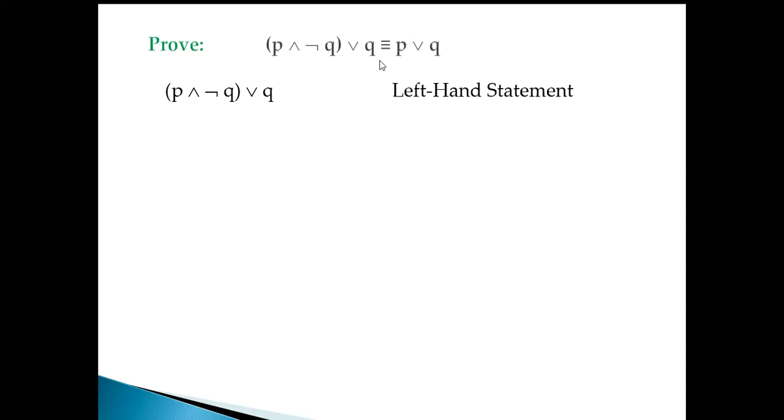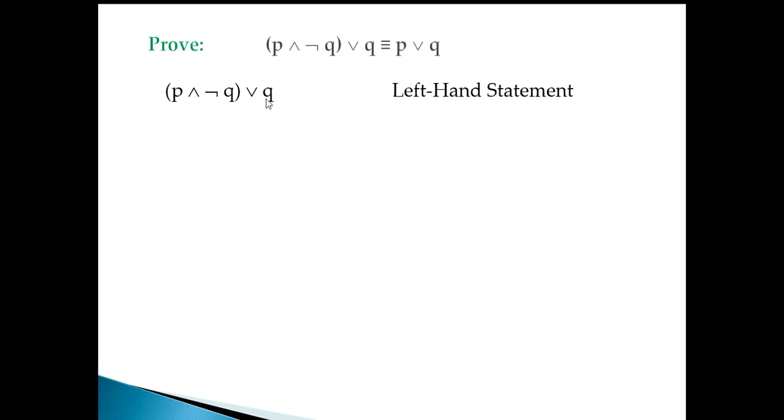So how can we prove this? If you suppose we prove this is equivalent to this one, we always start from the left part. Our left hand side is P and negation of Q or Q. Now we have to solve this till we get the right hand side, right?